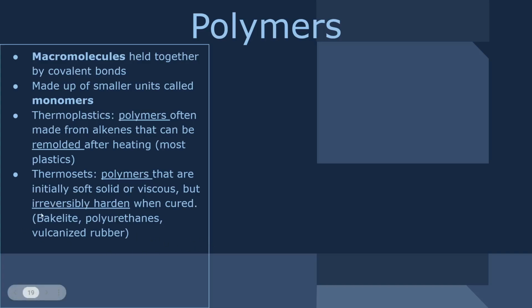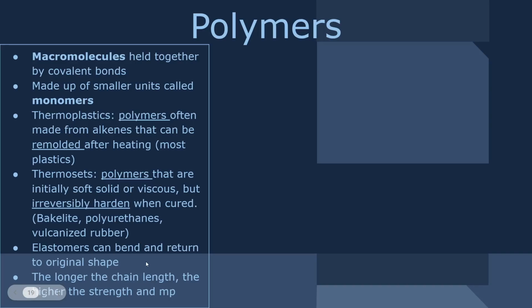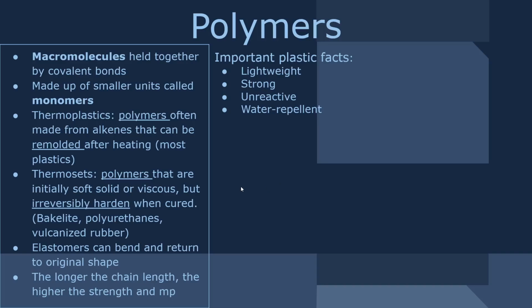Some examples you might know or might want to keep in the back of your head are bakelite, polyurethanes, and vulcanized rubber. Elastomers are also another type of polymer that can bend and return to their original shape, and the longer the chain length of the polymer, the higher the strength and melting point. Some important plastic facts are that they are lightweight, strong, unreactive, water repellent, and non-biodegradable, which makes them a problem. We can solve this problem by making them biodegradable using stuff like proteins and organic molecules.